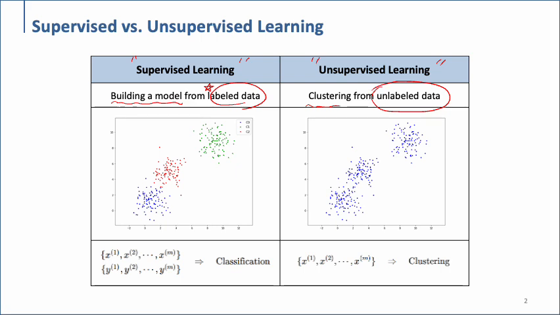Maybe you have heard about the terminology of supervised and unsupervised, but the key difference is that if the data has some label, then it's supervised learning, and if the data is unlabeled, then we can call it unsupervised learning. Last time we learned about classification.